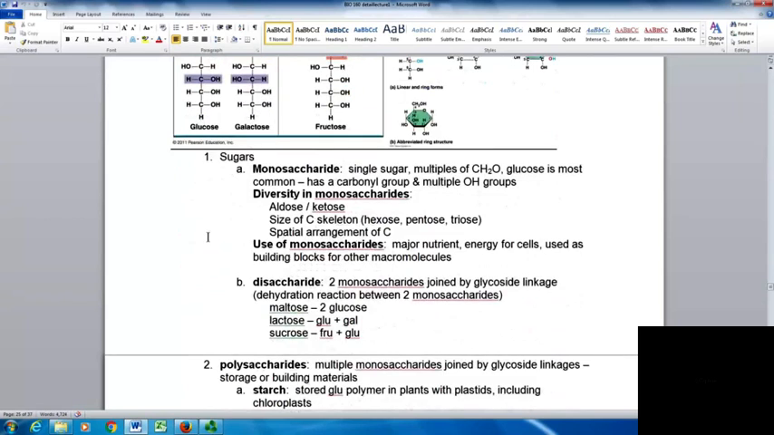Monosaccharide just means single sugar. Sugars are going to be multiples of 1 carbon, 2 hydrogen, 1 oxygen. So if you've got 3 of them, in a triose you're going to have 3 carbons, 6 hydrogen, 3 oxygen. Glucose is the most common monosaccharide. It has a carbonyl group and multiple hydroxyl groups. When we look at the diversity, they can be aldose or ketose. You can have diversity in the length of the carbon skeleton and the spatial arrangement of the carbons. Monosaccharides are a major nutrient. They provide energy for cells, and they get used as building blocks to make other macromolecules.